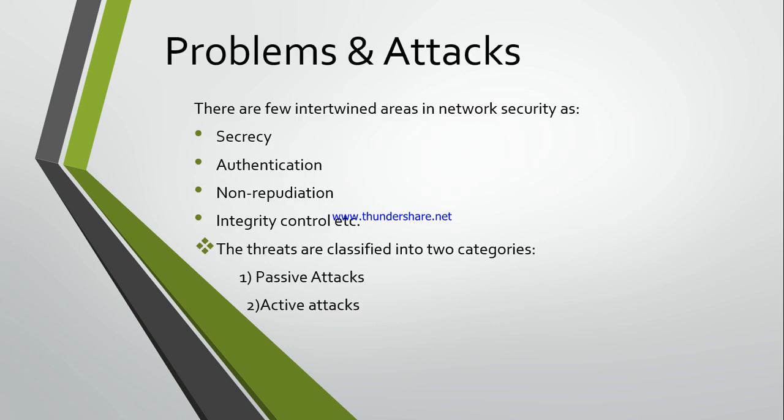Problems in attacks. There are a few intertwined areas of network security: secrecy, accreditation, non-repudiation, integrity control, etc. The threats are classified into two categories: passive attacks and active attacks.